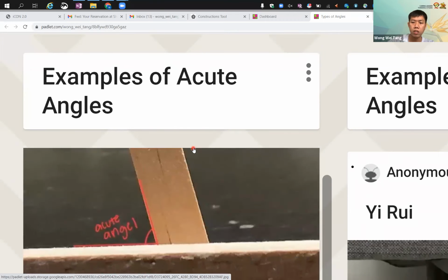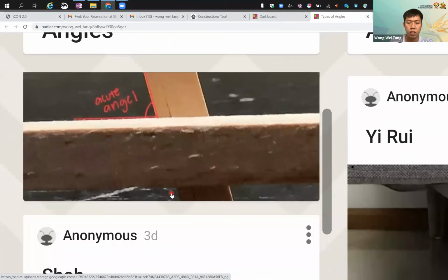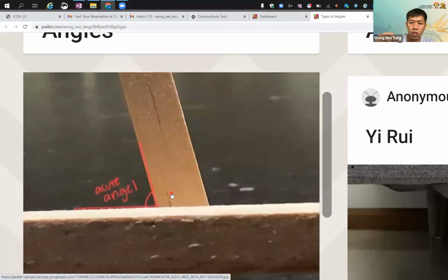So this one by Kyrene. Okay, if you were to draw 90 degrees on it this way, can you see that her angle is actually less than 90 degrees? So that's what makes it an acute angle. Okay, move on to the next one.